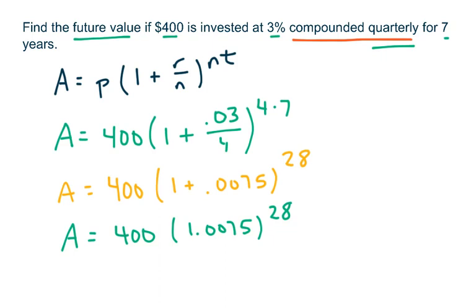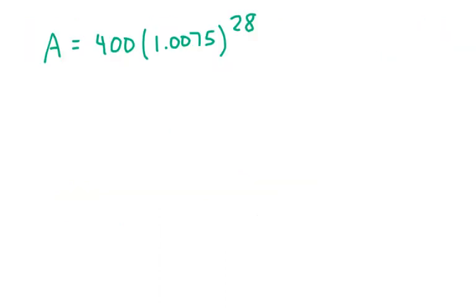I'm still working on simplifying this thing, and let's take a little detour really quick right here. Where I'm at is A equals 400 times 1.0075 raised to the 28th power. So I'm done with everything inside the parentheses, so the next thing I've got to do is the exponent. And you might be thinking, well, how in the world am I going to raise something to the 28th power? My calculator doesn't have a button where I can raise something to the 28th power.